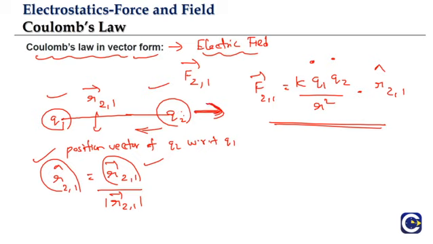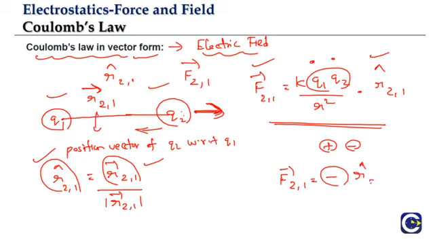Repelled means we can see that the direction must be in the same direction as r cap 2 comma 1. So we'll see that if Q1 and Q2 are like charges, whether positive or negative, then the overall force will be in the same direction as r cap 2 comma 1. If one of them is positive and the other is negative, then we'll have the final expression like this: F2 comma 1 will be minus some constant into r cap 2 comma 1, which means the force acting on Q2 will be in the opposite direction to r cap 2 comma 1, which is true because if Q1 and Q2 are unlike charges, then Q2 will be attracted.